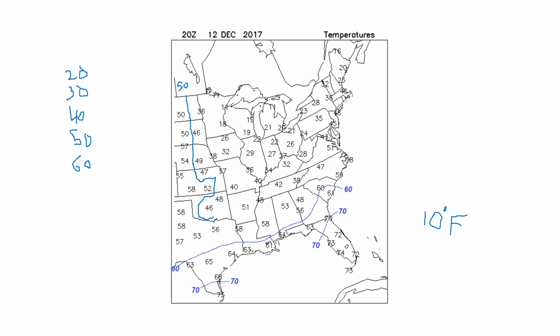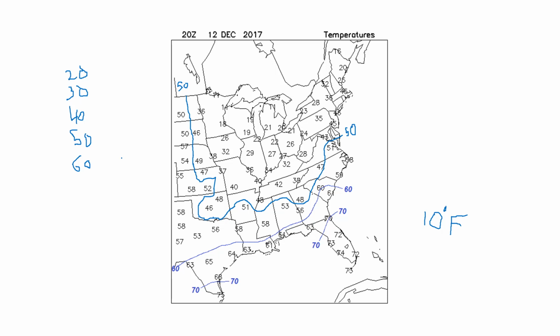So this is my 50-degree isotherm. Let's see here. Again, 50s on one side, 40s on the other. So I'm just continuing to do this. Okay. Right here. And I think that's it. Yeah, the 50s go off the Atlantic coast like that. Okay, so there's our 50-degree isotherm.